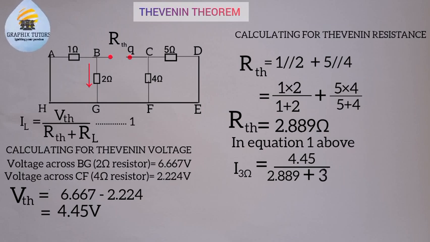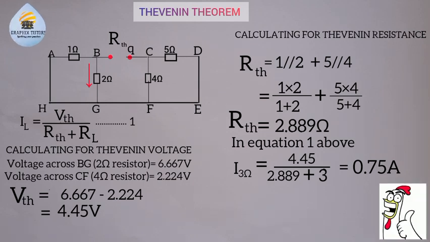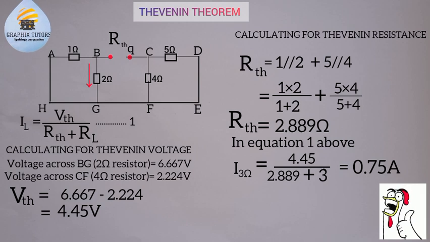And our IL will now give us our I subscript 3 ohms, and the current through the 3 ohm resistor will now be 4.45 divided by 5.88. This will now be equal to 0.7567 ampere. So that is the current that is flowing through the 3 ohm resistor. So this is what we will calculate.